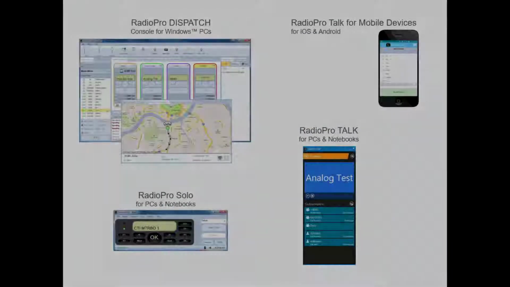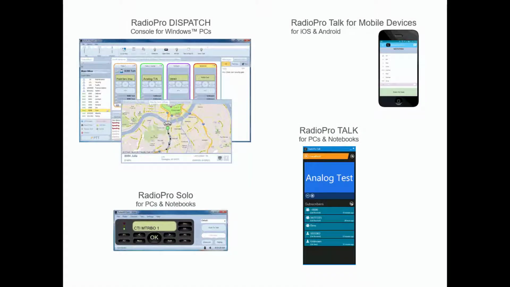Radio Pro is a set of radio over IP software applications that run on Windows PCs and notebooks, as well as iOS and Android devices to enable you to communicate with two-way radio users.